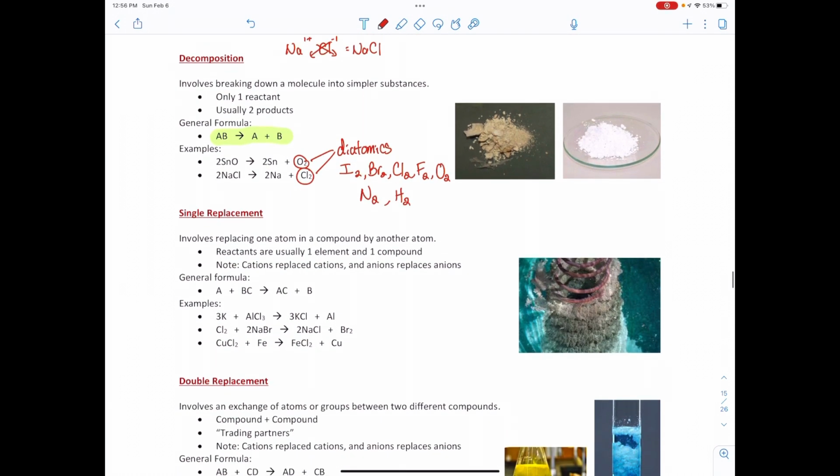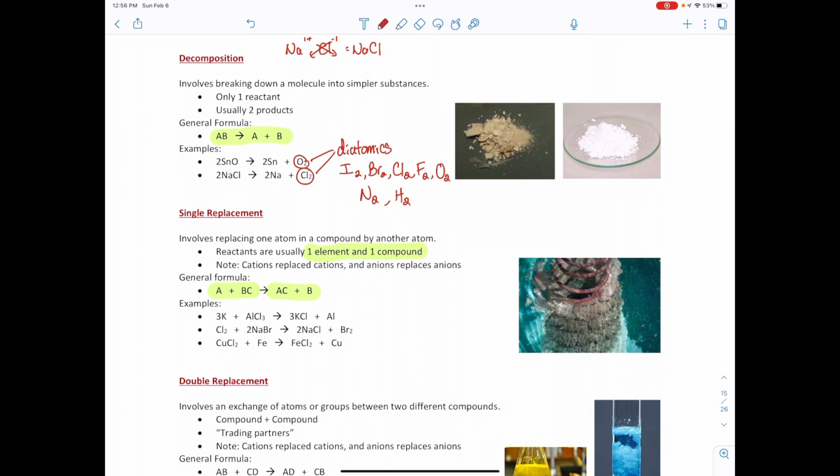The next type of reaction is a single replacement reaction, and this involves replacing one atom in a compound by another atom. The reactants are usually one element and one compound, so that's its unique identity. Just a note that cations replace cations and anions replace anions. So let's take a look at the general formula. I have element A combining with a compound, BC, and one of those is going to get replaced to form a new compound and a new element.